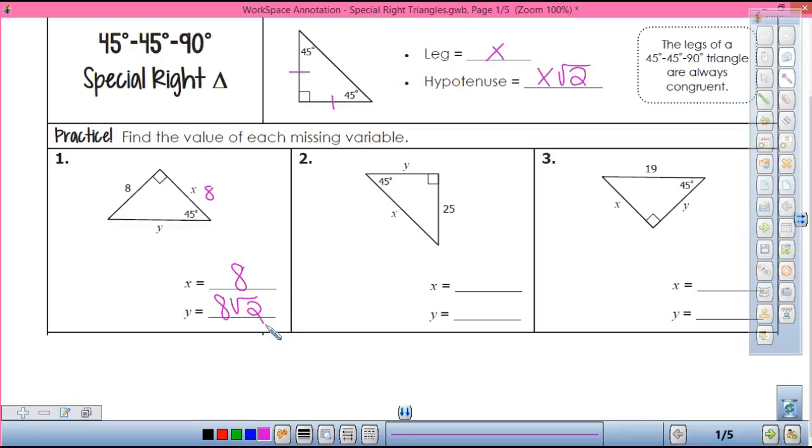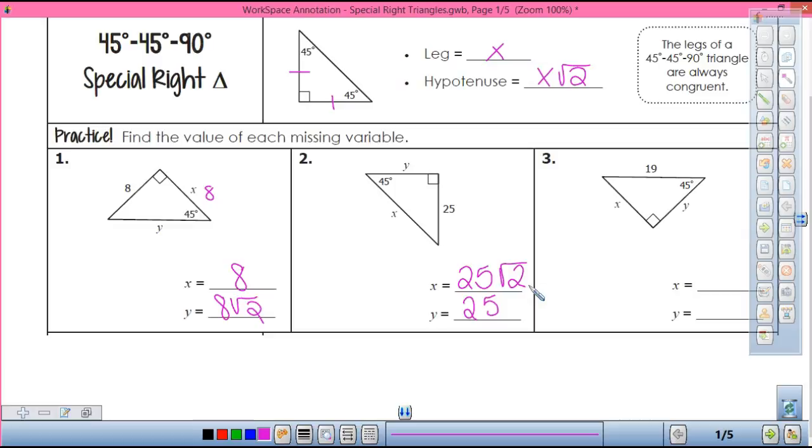So here, my leg is what? 25, so what's my other leg? Be careful. Is my other leg x or y? Y. So y is 25. So x would be 25 times the square root of 2.